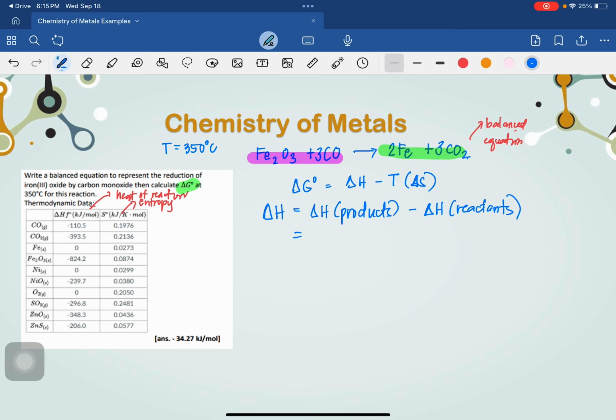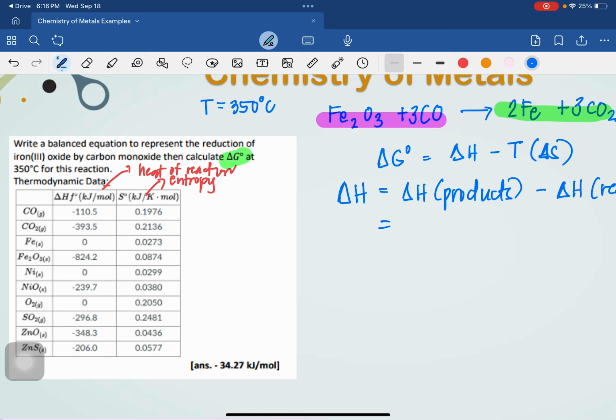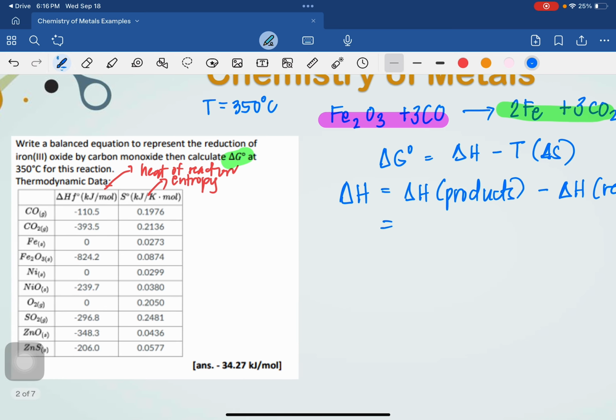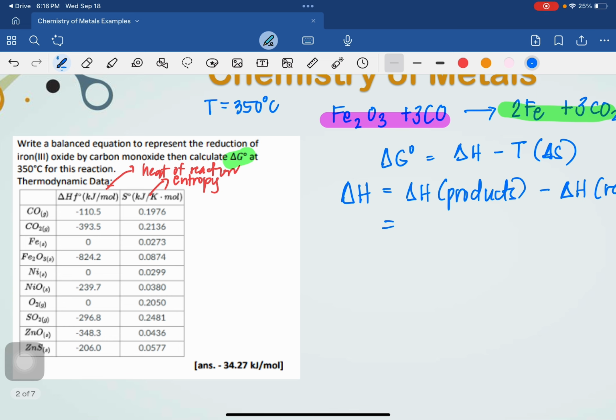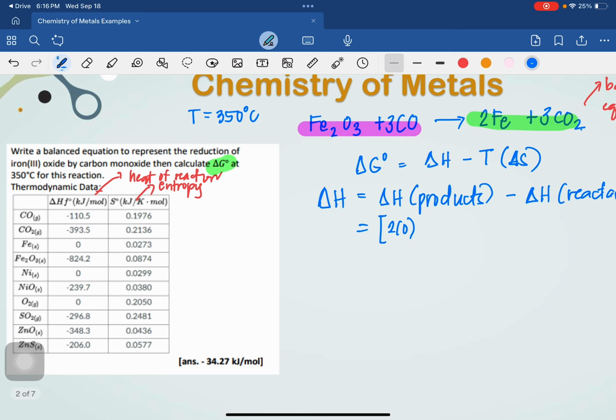So for the product, we have iron and carbon dioxide. So we check on carbon. Okay, we have it here. I'm sorry, we're checking on iron. Iron is here, so 0. Let's do that here. That's 2 times Fe, which is 0 here. We can check it here.